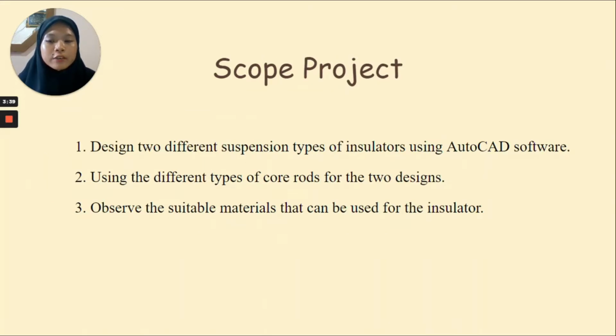Scope of the project. The first is to design 2 different suspension types of insulator using AutoCAD software. The second is using different types of core rods for the 2 designs. And the last is to observe the suitable materials that can be used for the insulator.